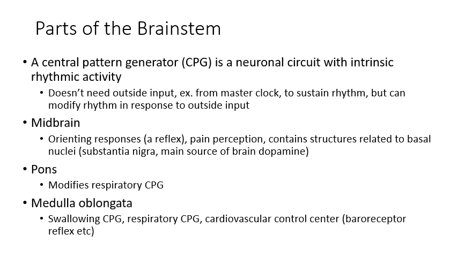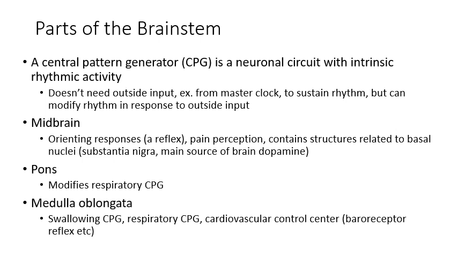Going down, you have the pons. The pons contains some circuitry that modifies the respiratory central pattern generator. That central pattern generator is located in the medulla oblongata. It controls your breathing. It allows you to breathe by coordinating the muscle movements that are necessary for breathing. And then in the pons, you have circuitry that's going to modify that to speed your breathing up or slow it down, depending on what you need.